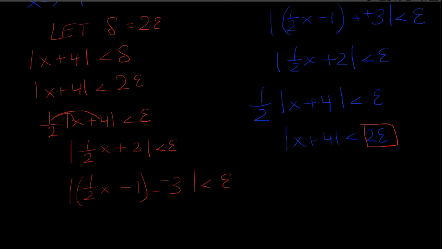And the reason I'm rewriting like this is because this is of the form absolute value of f of x, minus my limit, is less than epsilon. So if the absolute value of x plus 4 is less than delta, then the absolute value of 1/2 x minus 1 minus -3 is less than epsilon. So that concludes our proof.